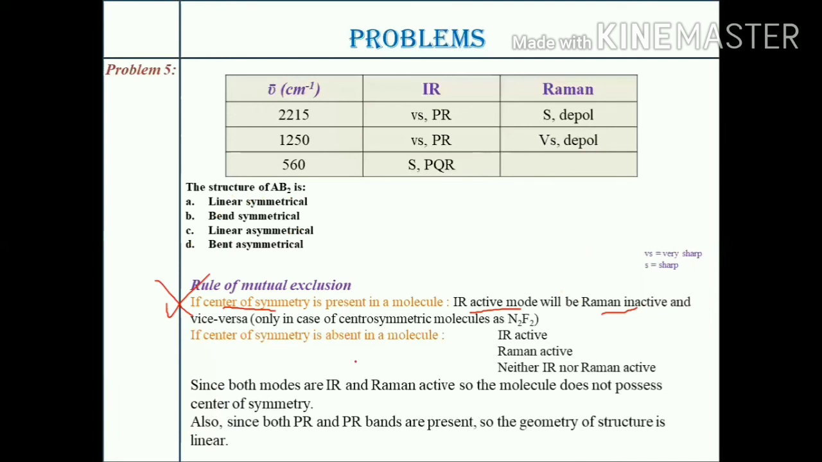Now coming to the second part of the mutual exclusion rule, if the center of symmetry is absent in a molecule, for that sake we need to learn about these PR and PQR bands. Now PQR bands are actually based on selection rules. For a linear polyatomic molecule, let's say we take the example of carbon dioxide.